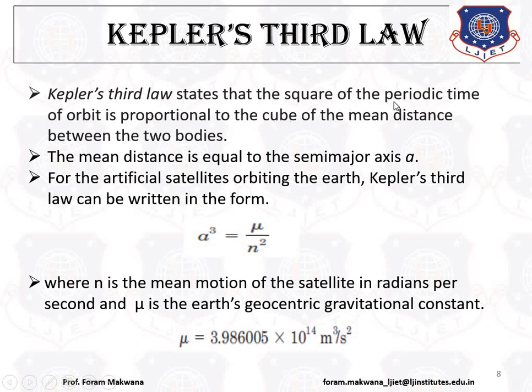Over here, the square of periodic time. This is the periodic time. So, the square of periodic time of orbit is proportional to the cube of mean distance. Mean distance is represented as semi-major axis. So proportionality will be represented with the help of mu. That mu is the Earth's geocentric gravitational constant. Its value is represented as 3.986 into 10 raised to 14 meter cube per second square.